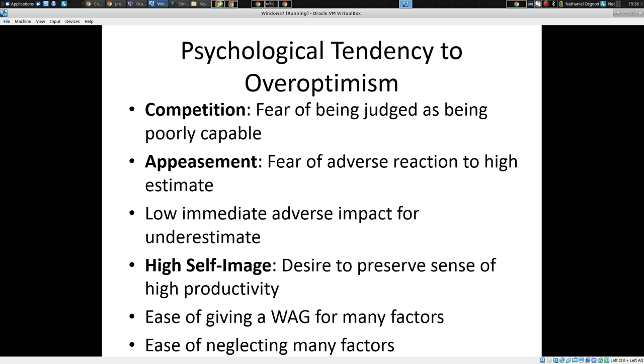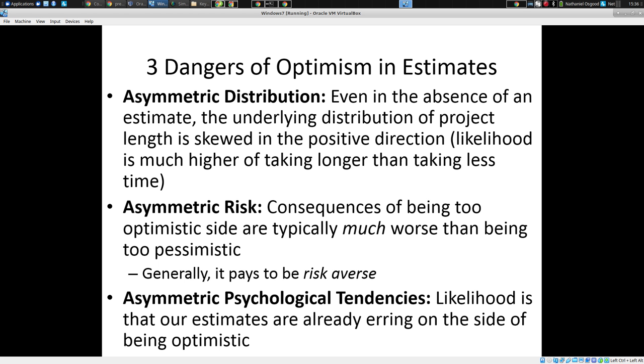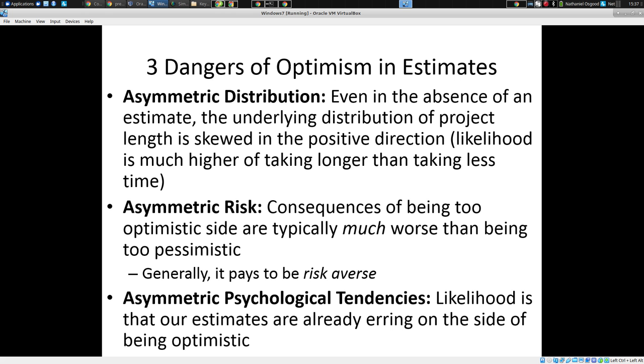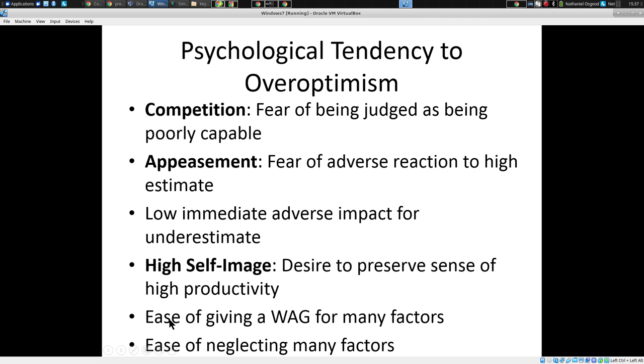Why is it we have a psychological tendency to optimism? I gave three major reasons here. Asymmetric distribution, you could see it here. Asymmetric risk: we often get dinged much harder. People come down on us much harder. We get a lot more frowns if we're off in the direction of saying it's going to take longer than I originally estimated rather than less time than I originally estimated. Asymmetric psychological tendencies cannot be overstated. These are fundamental.